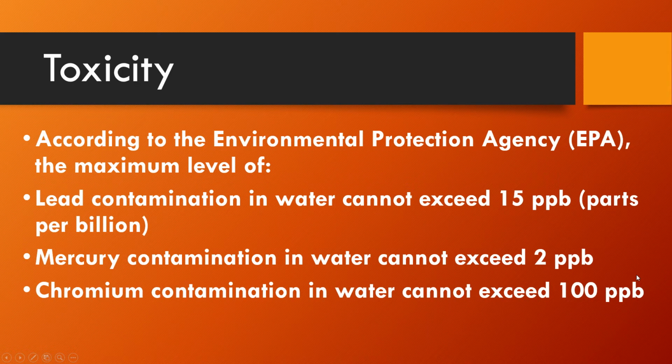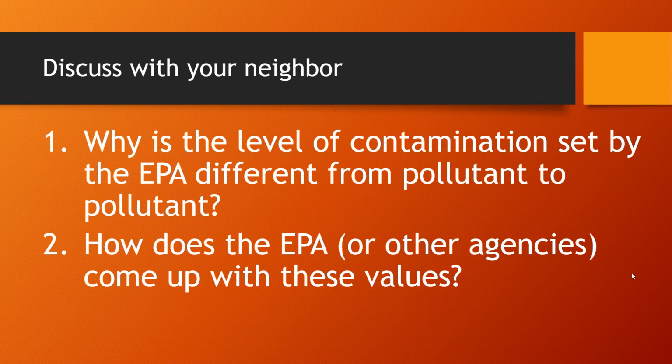So toxicity, according to the EPA, you don't need to know these. This is just interesting. Lead contamination in water cannot exceed 15 parts per billion. Mercury cannot exceed 2 parts per billion, and chromium cannot exceed 100 parts per billion. But think about, why is the level of contamination set by the EPA different from pollutant to pollutant? The toxicity of things is going to be different depending on what it is. Different amounts of a chemical are going to be more or less toxic. And so how do they come up with these things?